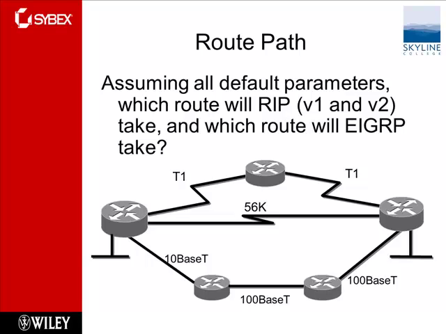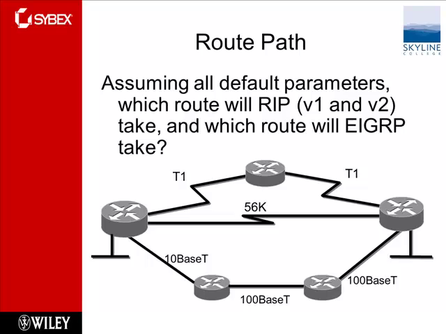The default path, assuming the default parameters, which one is RIP going to take? The 56K, even though we have all these much faster systems here. Which will EIGRP take? By default, it will take the fastest one. Equal load balancing, equal costs. Bandwidth and delay, the 100 base is going to be faster than the other ones.